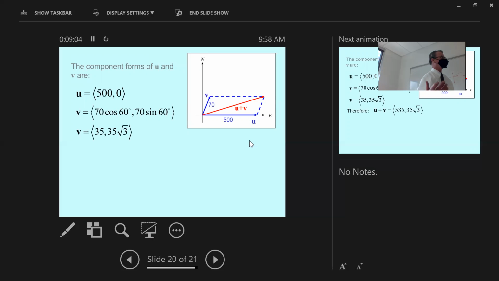See, because really what they should have wrote is this. They should have wrote 500 cosine 0, yes? But the cosine of 0 is 1. And then you would have sine 0, which is 0. So if they wrote that up there, it would make it easier to see that.